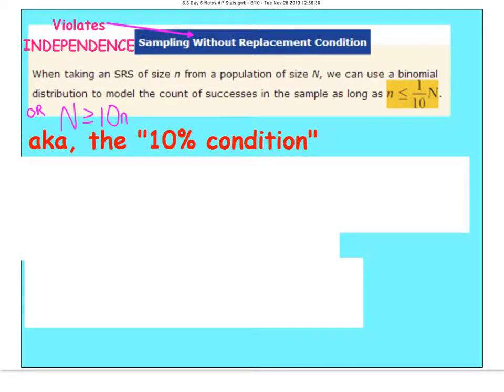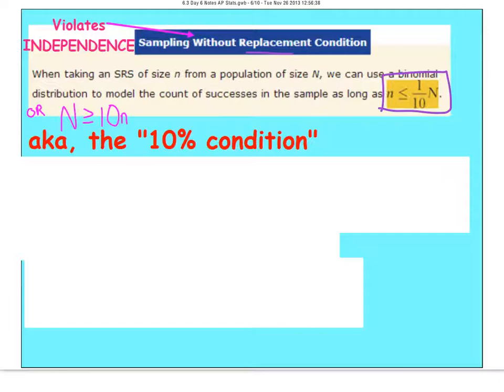And here's what it says. When taking an SRS, simple random sample, of size n, from a population of size capital N, we can use a binomial distribution to model the count of successes as long as this condition is met. So there's two ways to look at this condition. If they're not replacing, you can still do binomial as long as your sample size is less than or equal to 1/10 of the population.